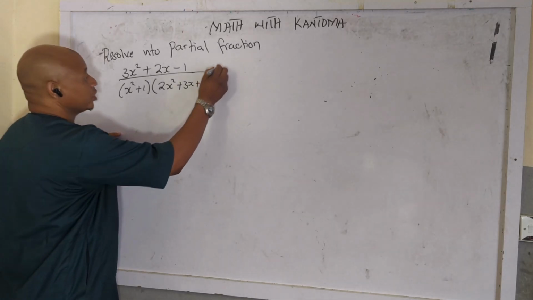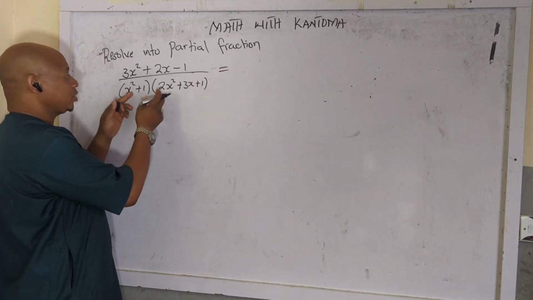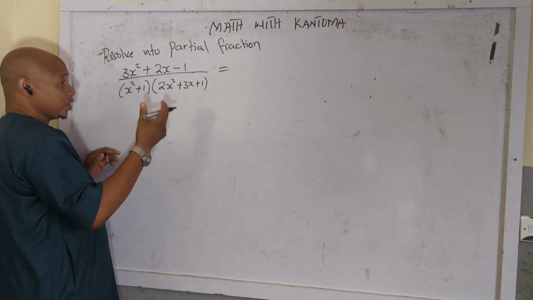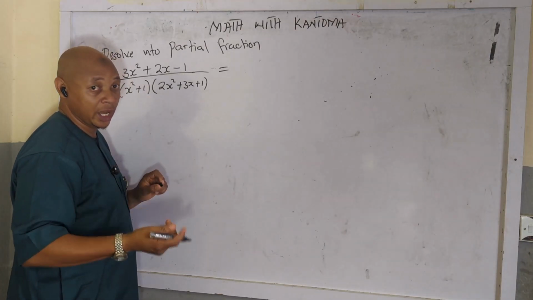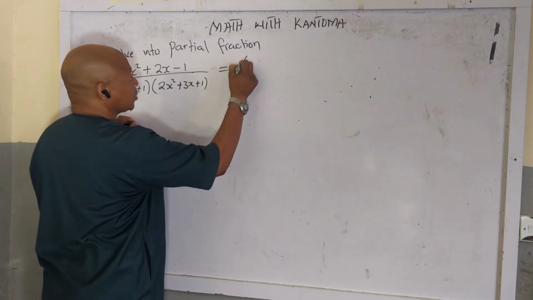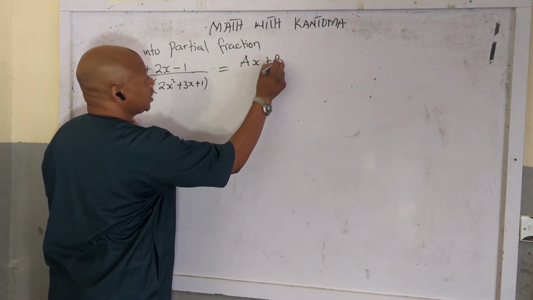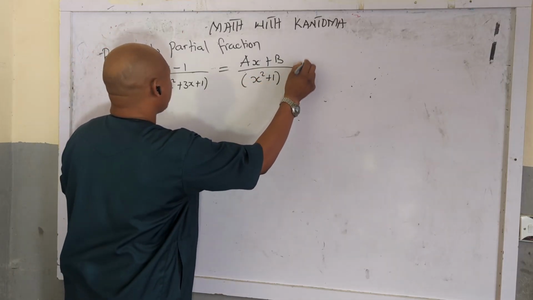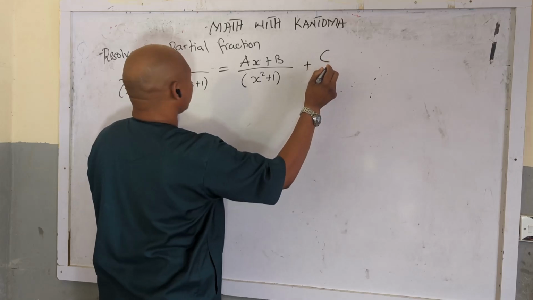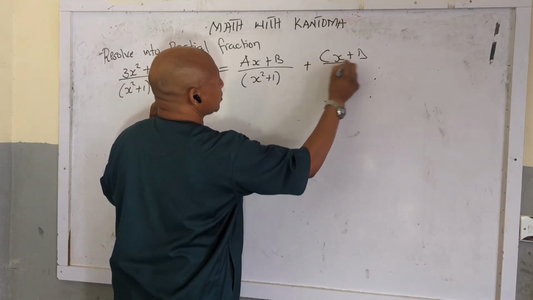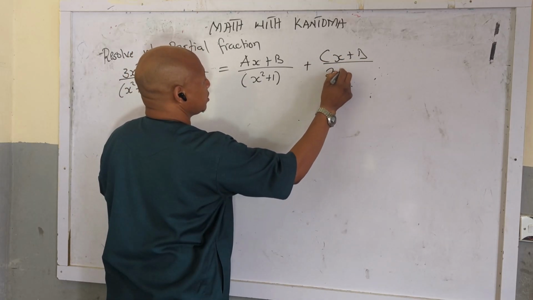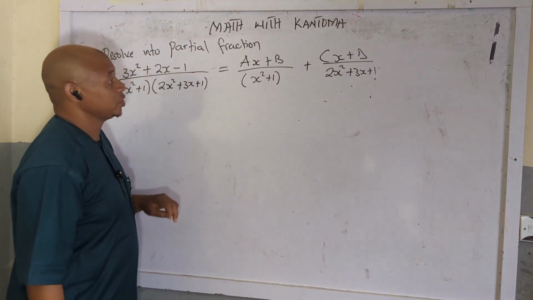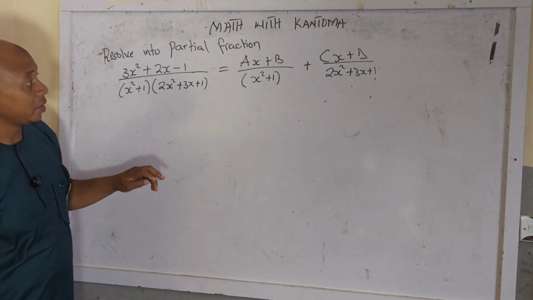So this can be resolved into partial fraction by saying the denominator here, we have a quadratic equation. So since it is a quadratic, then we follow the fourth axiom on partial fraction. So now by the fourth axiom, it says this is ax plus b divided by the first value here, which is x squared plus 1, then plus the second value is cx plus d divided by this second quadratic, 2x squared plus 3x plus 1. So now we are resolving these two into partial fraction. So now this is how we resolve.